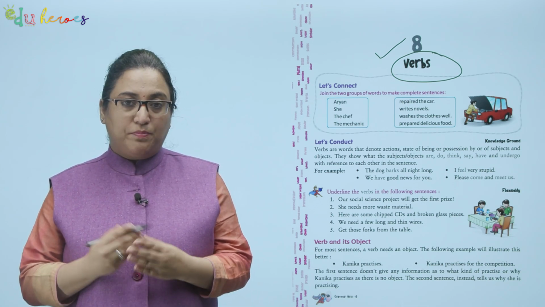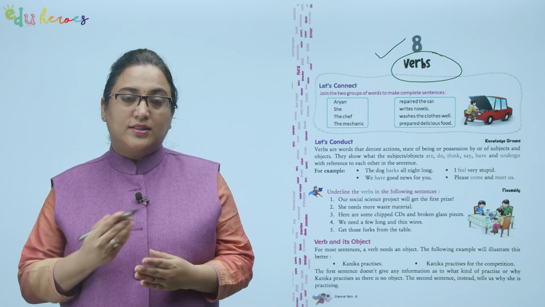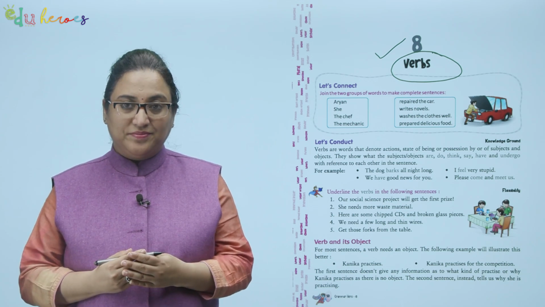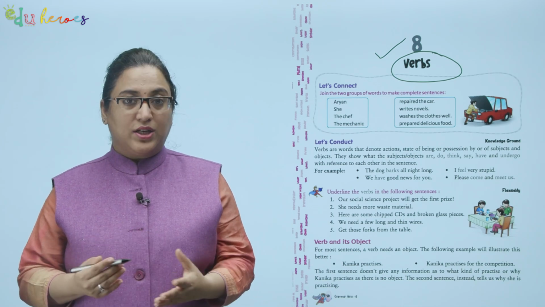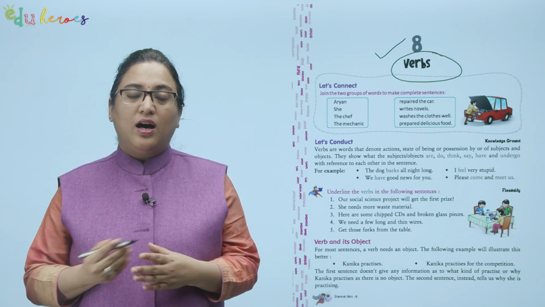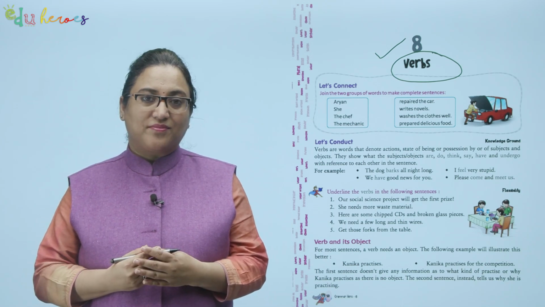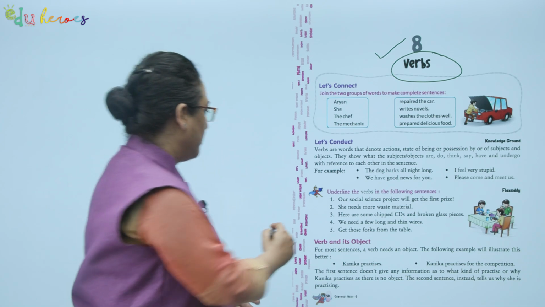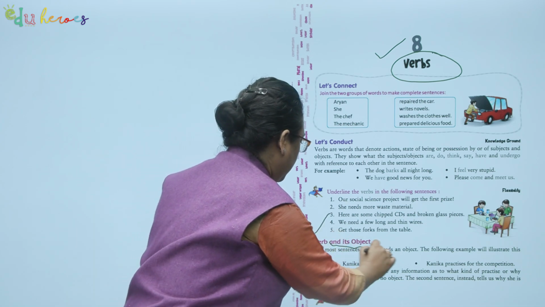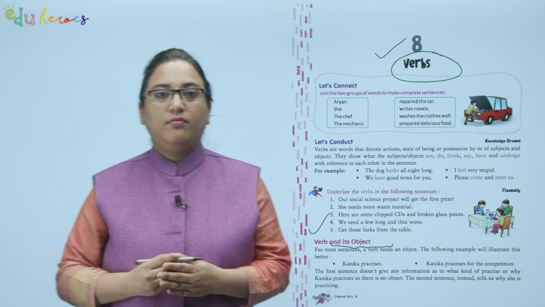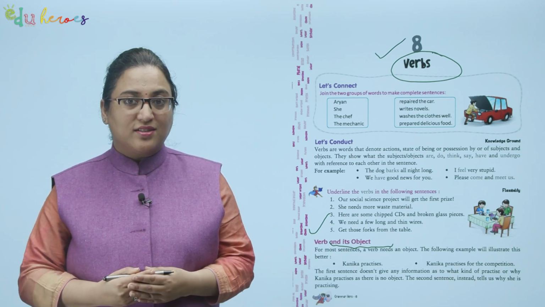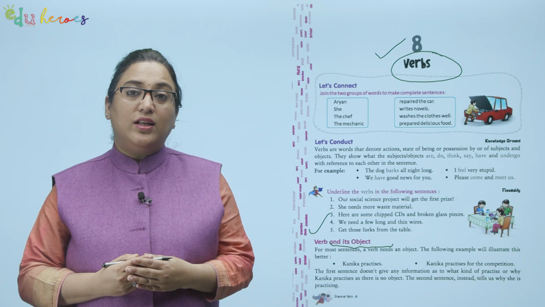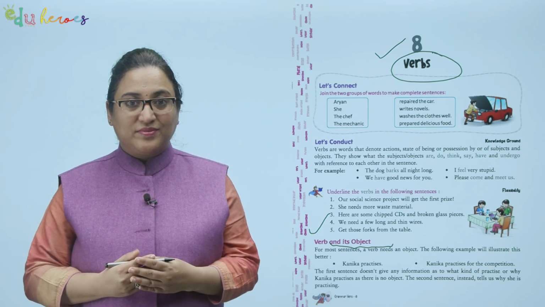To revise this basic understanding, attempt the given exercise here. Now we will see verb and its object, the relation between them, how they affect each other. Verb and its object. For most sentences, a verb needs an object. The following example will illustrate this better.